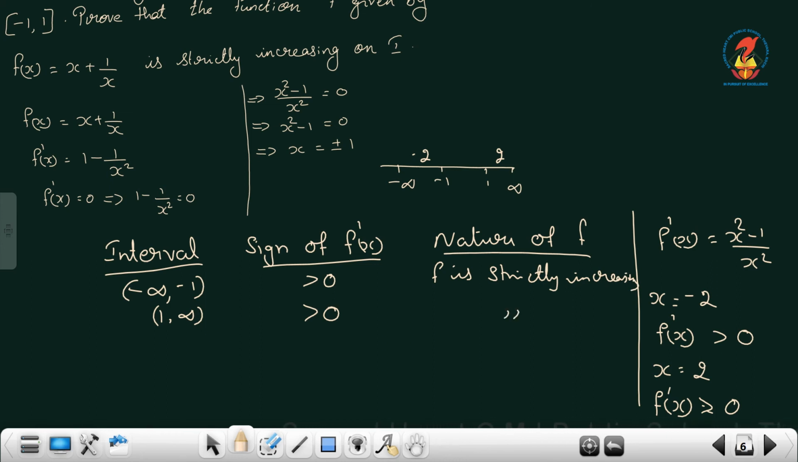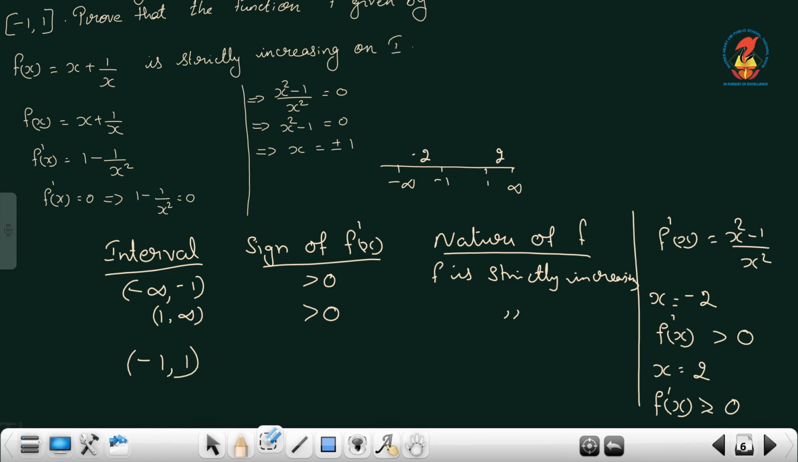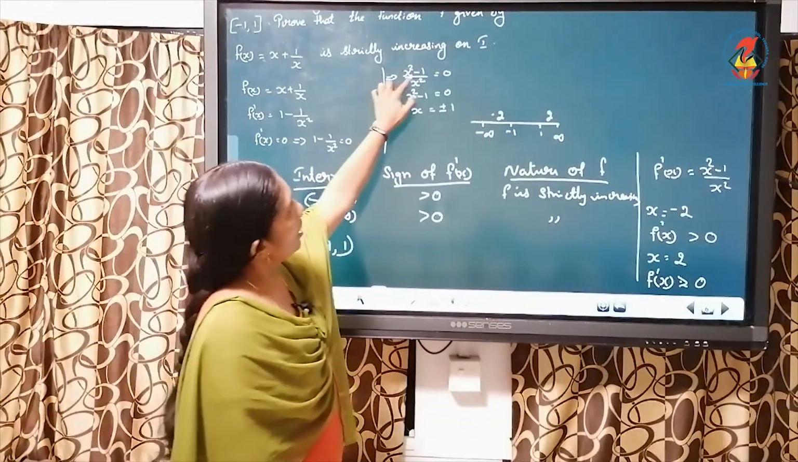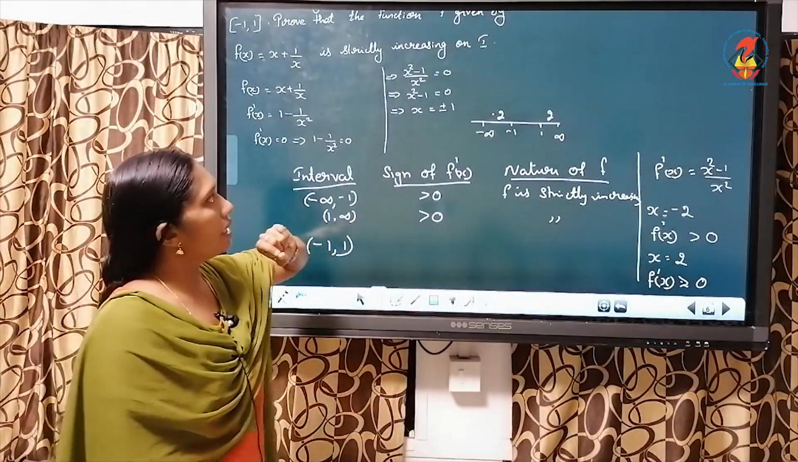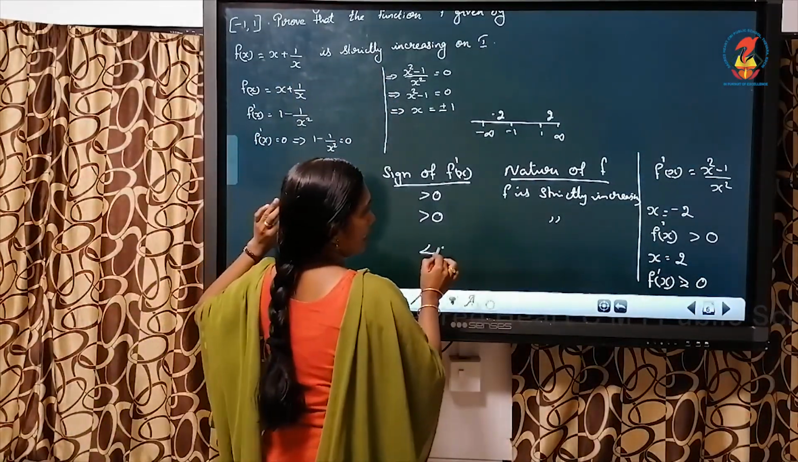Here also strictly increasing. Then what about this interval minus 1 to 1? If I take a point from here, you can take 0, substitute 0, 0 minus 1 by 0. 0 we can't give, sorry. Any other value you can give? Any other value, 0.5 you can give, 0.5 minus 1, that is a negative number, by 0.5 square. So here the function is negative.